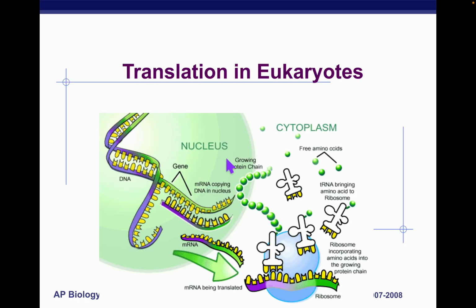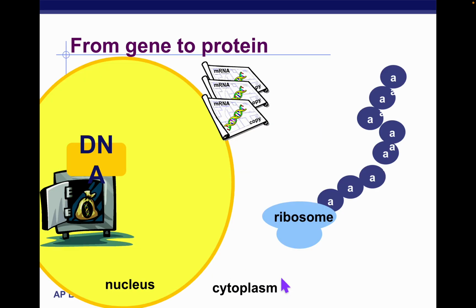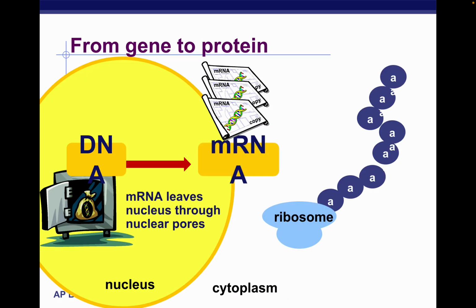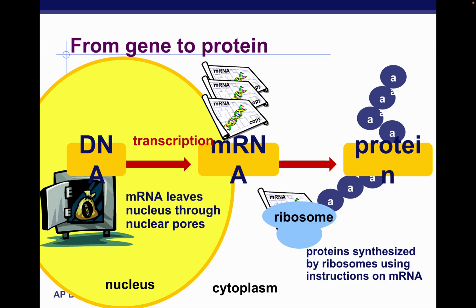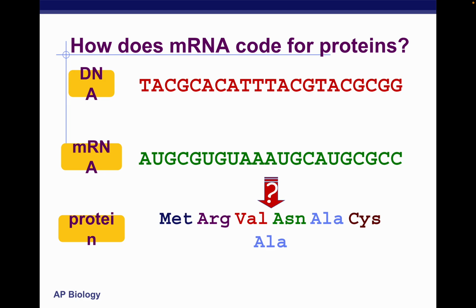All right, so here I just want to take a look at what we're seeing. We have our genetic information here. This is our gene. This is DNA unwinding, okay? And this is the transcription process. We go to mRNA. Now we're going to go out to the ribosome and talk about this whole process. So DNA to RNA, mRNA leaves through the nuclear pores, okay? And it goes out to the ribosome where proteins are synthesized using the instructions that were on the mRNA, and that's through translation. So how much mRNA codes for proteins?